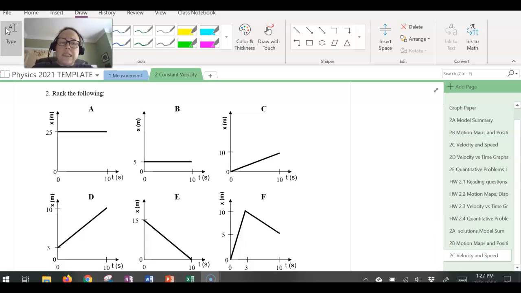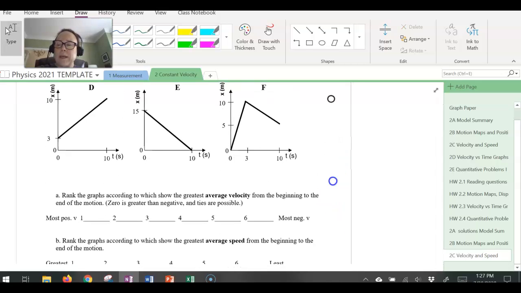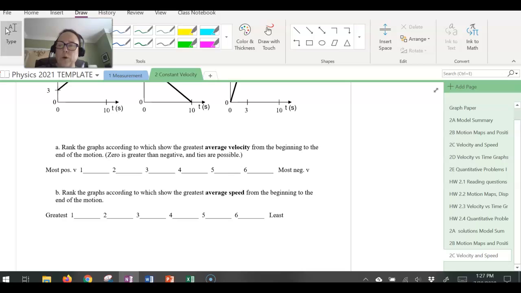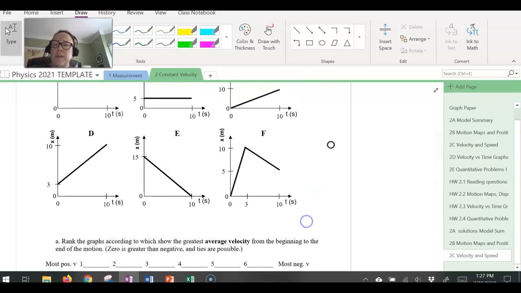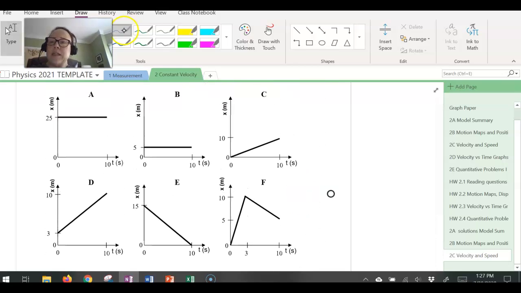This webcast continues in Worksheet 2C, where we're talking about velocity and speed, and we're looking at question 2. In question 2, they're giving us 6 scenarios, and they're asking us to rank them first based on velocity, going from most positive velocity to most negative, and then we're going to rank these scenarios based on average speed, from greatest to smallest average speed.